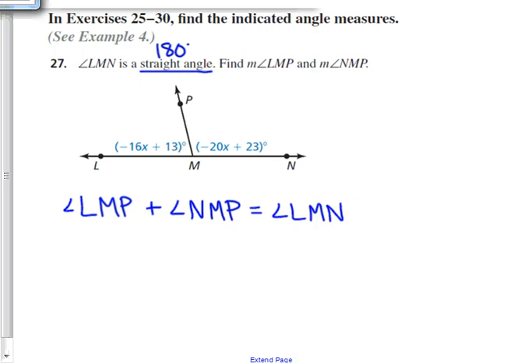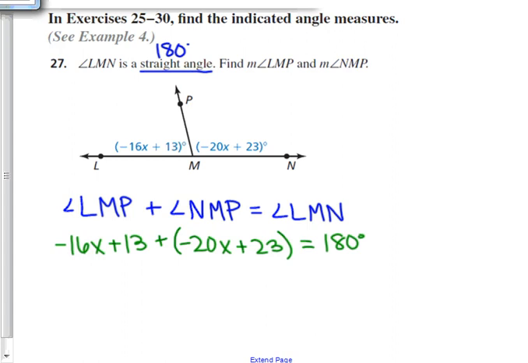I'm going to substitute in what I know here. I know that LMP is negative 16x plus 13. And I know that NMP is negative 20x plus 23. So I'm adding this negative 20x plus 23. I know that LMN is a straight angle, so I'm just going to put that this is equal to 180.